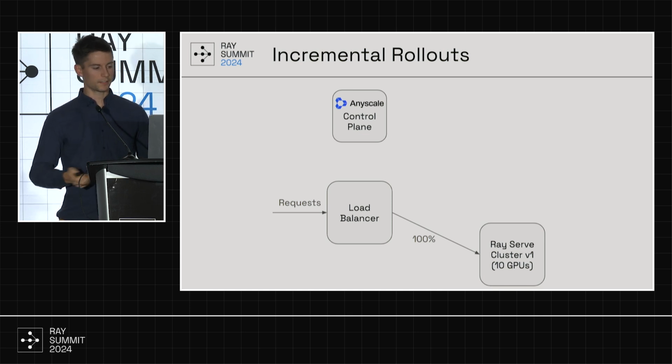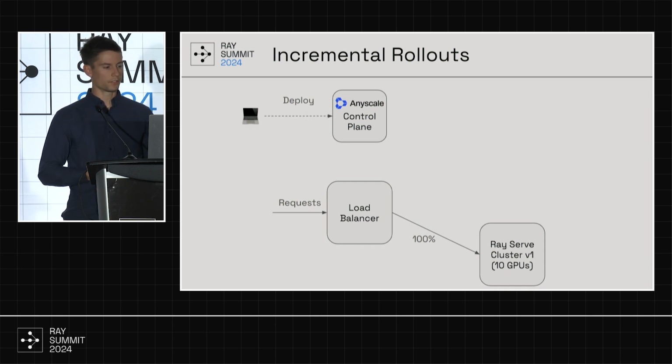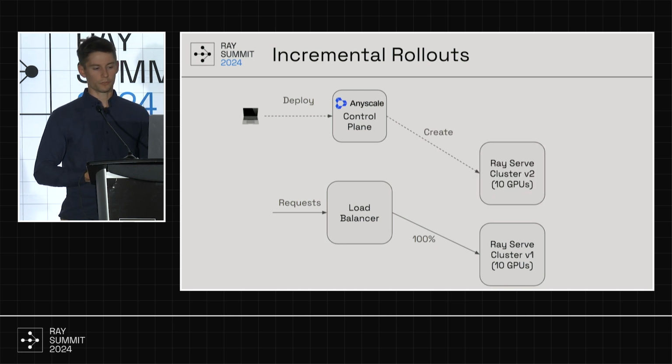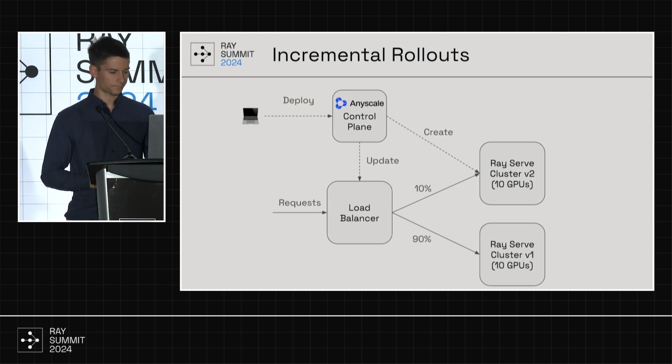This is in steady state, so all of the requests are getting sent to this cluster, and they'd be load balanced across all of the nodes in the cluster. When we want to do an upgrade, a user would issue a deploy command with a new configuration, and the Anyscale control plane would first create a new version of the cluster, and then it would update the load balancer to slowly do a staged rollout, for example, starting with 10% of the traffic, and then proceeding, assuming that all of the status and health checks look good.